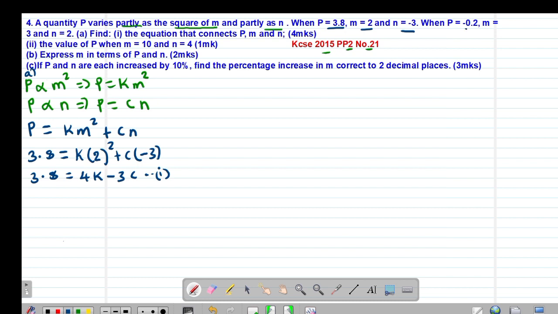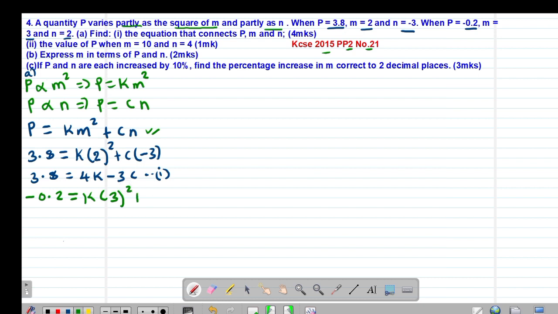Then I'm also told that P is negative 0.2 when M is 3 and N is positive 2. Therefore, if I substitute in this same equation, I'll get the following. So P is negative 0.2, which is equal to K into M. My value of M is actually 3. So this will be 3, but because it is M squared, this will be 3 squared.